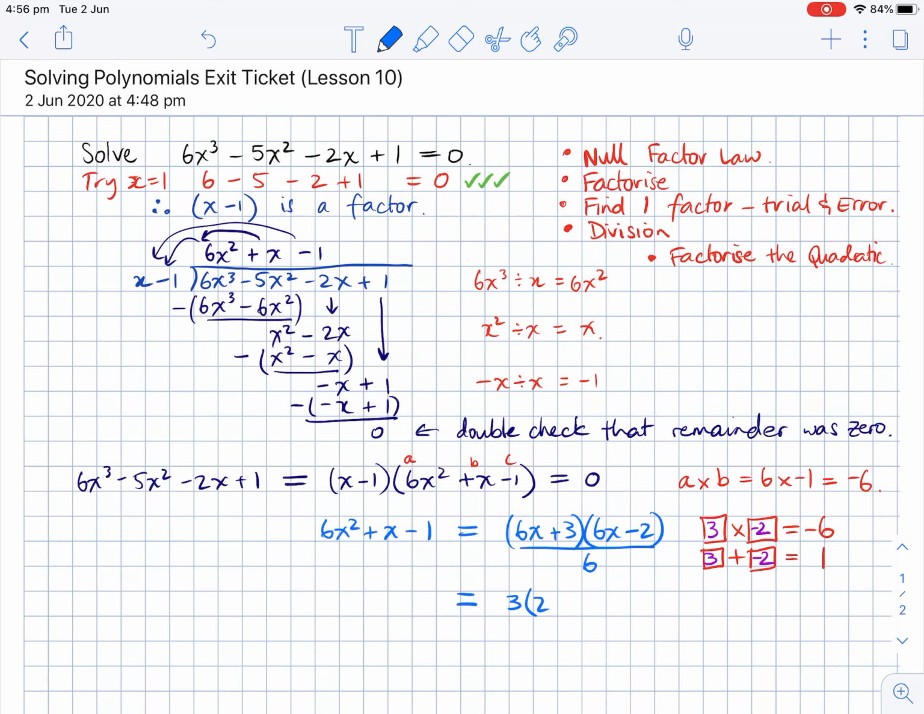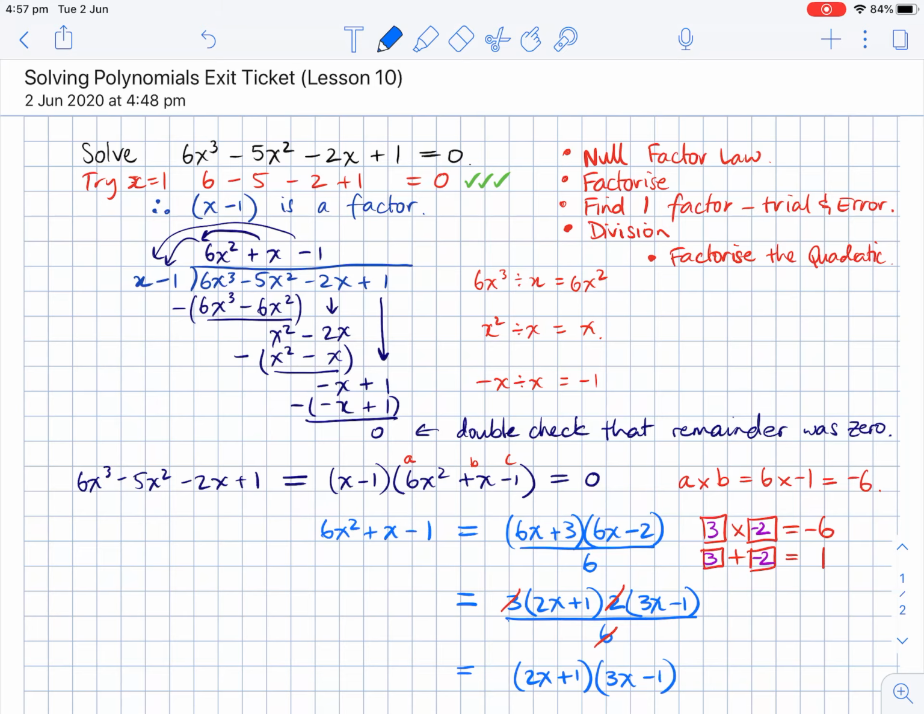So I then factorise my first bracket, and I can take out 3 as a common factor. I factorise my second bracket, and I can take out 2 as a common factor. And what happens with that extra divide by 6 in this algorithm is those parts all cancel out, and I am left with the factorised quadratic of 2x plus 1 and 3x minus 1.